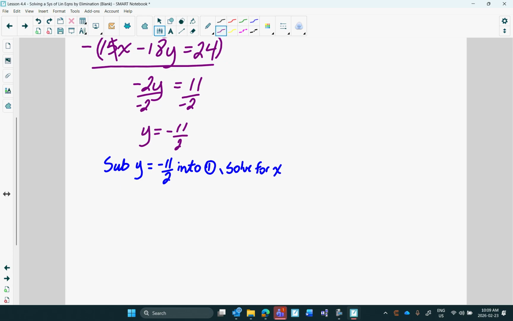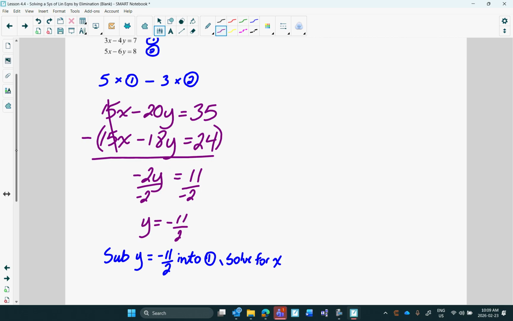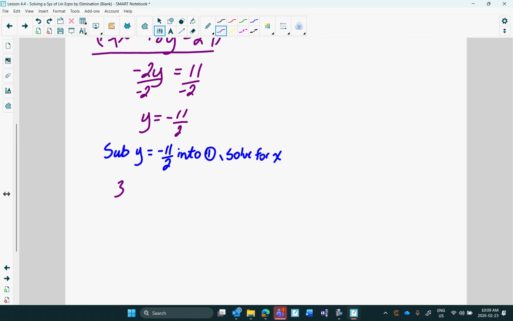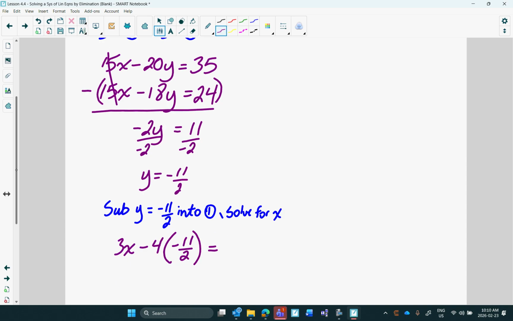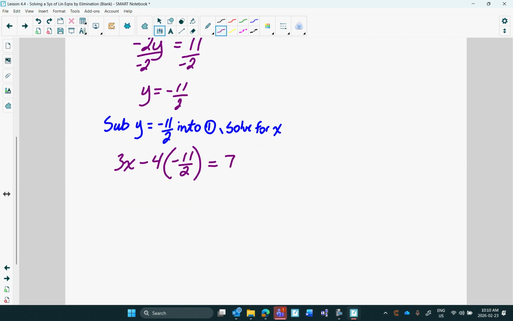So when I do that, where's equation 1, 3x minus 4 times y, if y is now negative 11 over 2, equals 7. Multiply these two together and I get a plus 1.